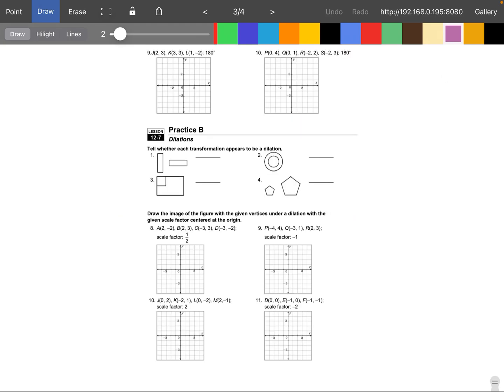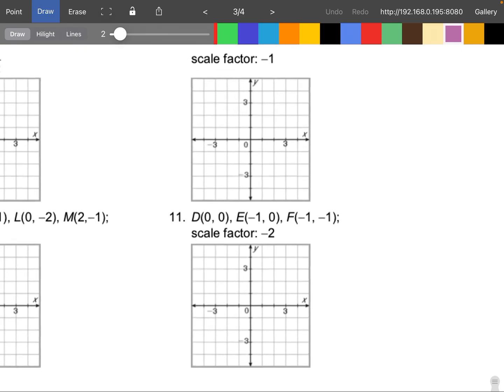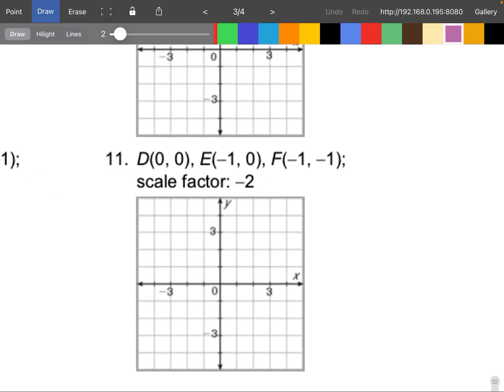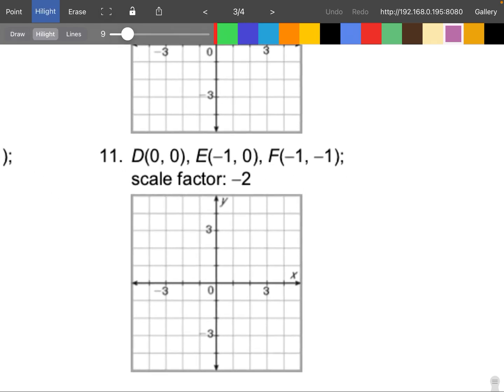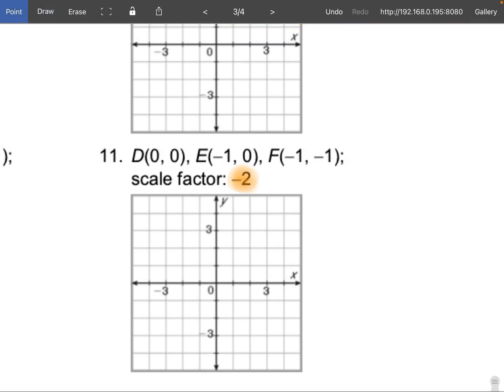Last one that we're going to be working on is dilations. Dilations, you just multiply by the scale factor. So let's do number 11, because this scale factor is kind of funny because it's a negative. As I said, a negative scale factor not only would, in this case, enlarge my image, it also reflects it across or rotates at 180 degrees. So what you're going to have to do is multiply every point by negative 2.